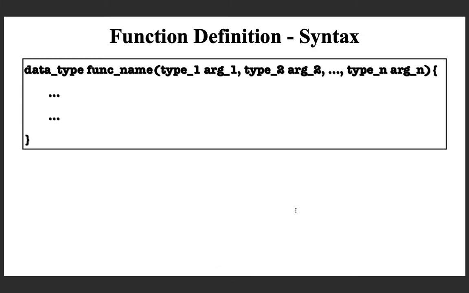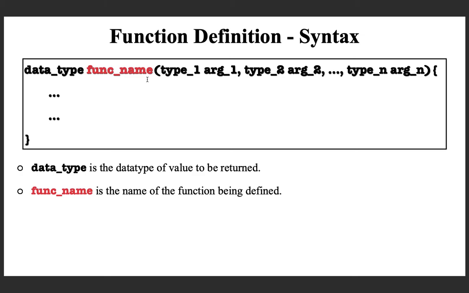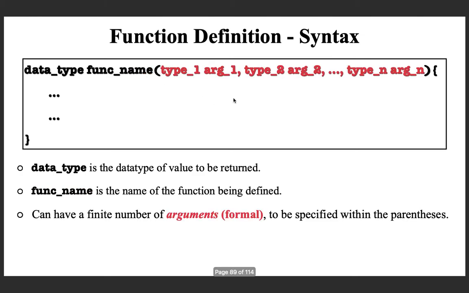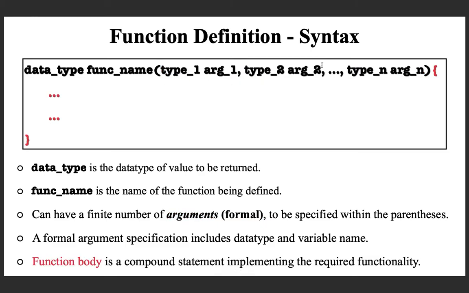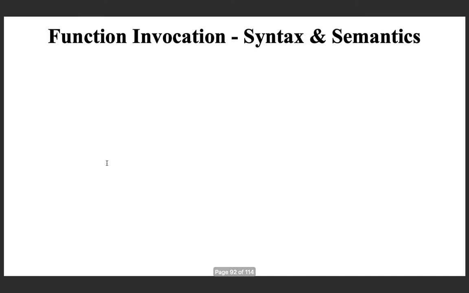Now, this is what we have seen. This is the syntax. Here it starts with the data type, which is the type of the data to be returned, followed by the function name, a finite number of n arguments, and each argument is having a data type and the name of the argument, and the arguments are separated by a comma, and followed by the function body, which is a compound statement implementing the required functionality. So that is the syntax.